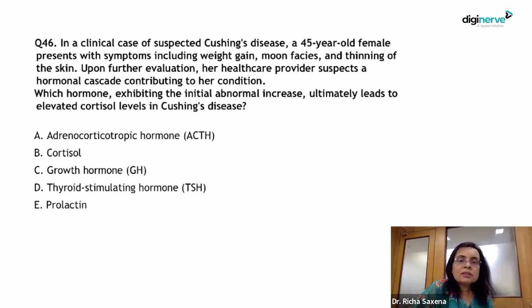In a clinical case of suspected Cushing's disease, a 45-year-old female presents with symptoms including weight gain, moon facies, and thinning of skin. Upon further evaluation, the healthcare provider suspects a hormonal cascade contributing to her condition. Which hormone exhibiting the initial abnormal increase ultimately leads to elevated cortisol levels in Cushing's disease? So Cushing's disease is obviously associated with elevated cortisol levels, which is occurring because of what? Yes, increased level of ACTH.